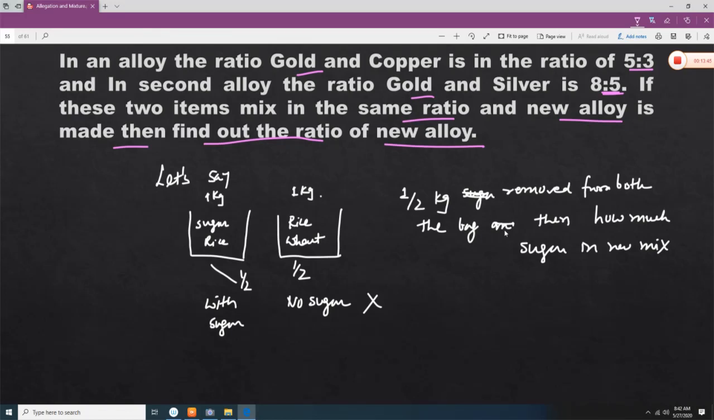For example, let's say there is sugar and rice in one bag, and in the second bag there is rice and wheat. So if we take out only sugar, let's say half a part we take out from this, it is 1 kg total, this is 1 kg total. Half a part we take out, so some sugar will come over here and some rice will come over here, but no sugar is going to come out from the second bag because there is rice and wheat only. So only sugar is taken from the first bag.